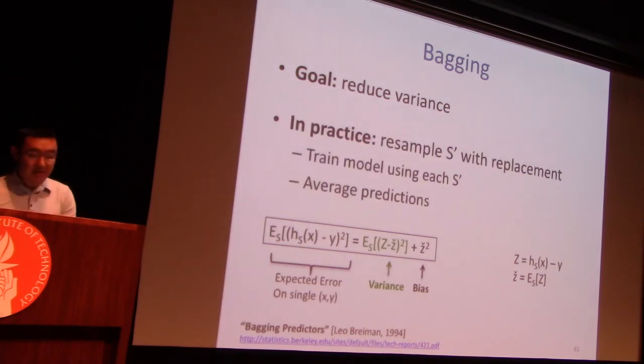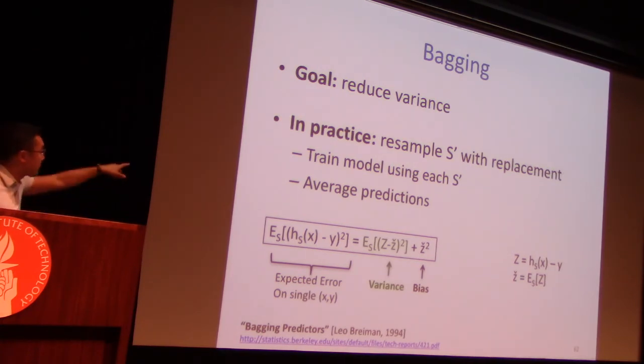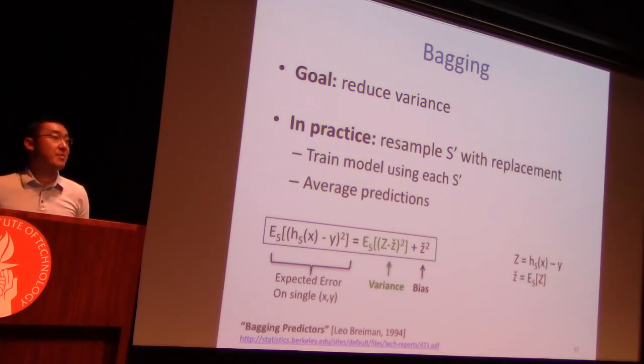And so in practice, what we'll do is we'll sample S prime with replacement from S. S is our original training set. We'll train a model using each S prime, and then we'll average the predictions. That's what bagging is. Bagging stands for bootstrap aggregation, and this process of sampling with replacement is called bootstrapping in statistics.